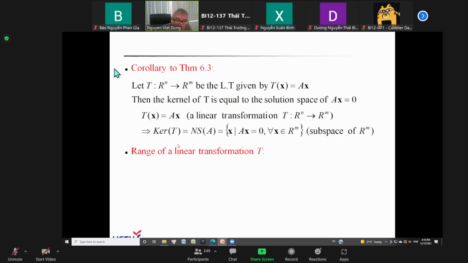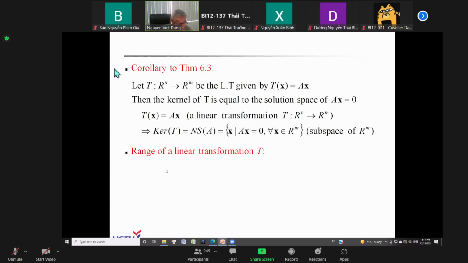So that is in case the linear transformation T from Rn into Rm is given by a matrix like that, T(x) equal to A times x. Then the kernel of T equals the solution space of the homogeneous system of linear equations Ax equals 0. And we write it in the formula like that. Now we go to another thing.